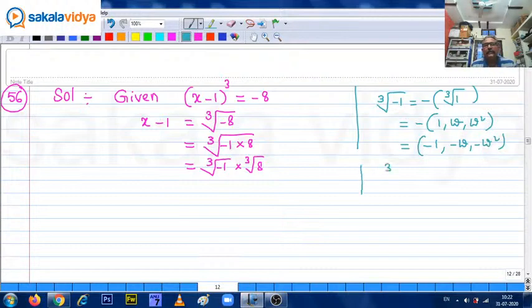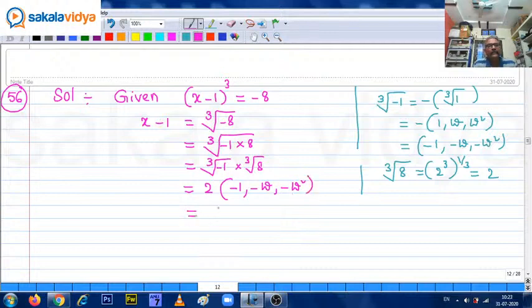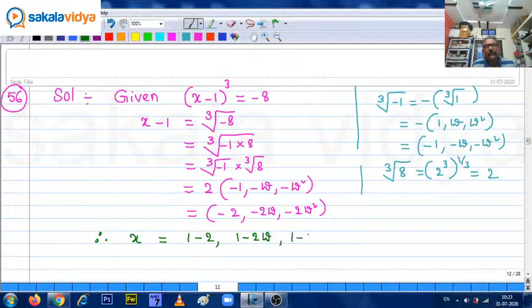One more thing: the cube root of 8 equals 2 cube whole to the power of 1 by 3, that is 2. So now we can write this as 2 times minus 1, minus omega, minus omega square, that is minus 2, minus 2 omega, minus 2 omega square. Now we need to find the x value. So x equals, therefore, add 1: 1 minus 2, 1 minus 2 omega, 1 minus 2 omega square. So this is equal to minus 1, 1 minus 2 omega, 1 minus 2 omega square.